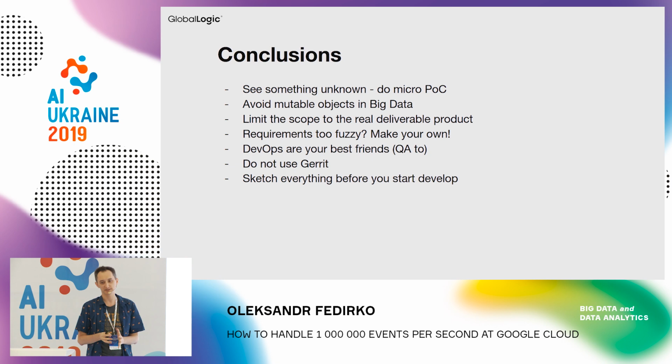Try to limit the scope of what you do. Cut off all the things that don't fit well or don't bring big value to the project. Try to focus on the very core things. If you don't have requirements clear for you, create your own. Be the best friend with DevOps and quality assurance. Gerrit, I just got a pain from this. I have no idea why, but I don't like it. So I wouldn't recommend using Gerrit. Git is our best friend for this one.